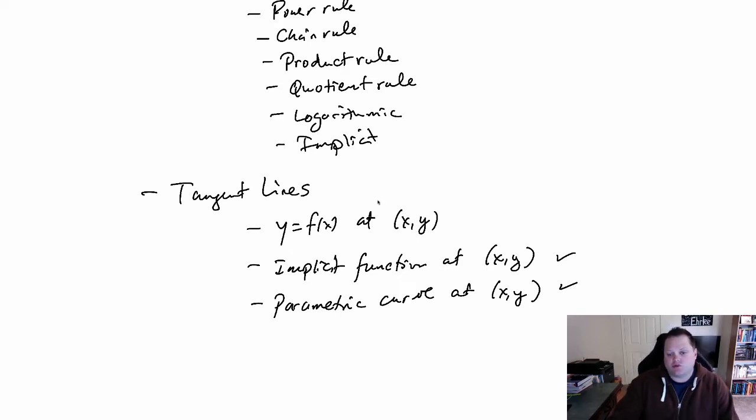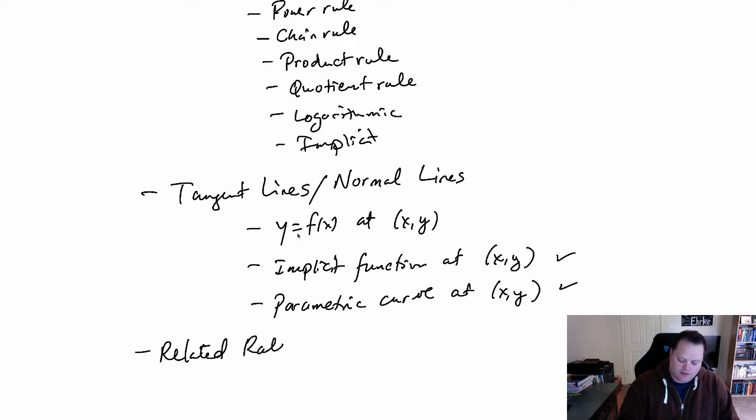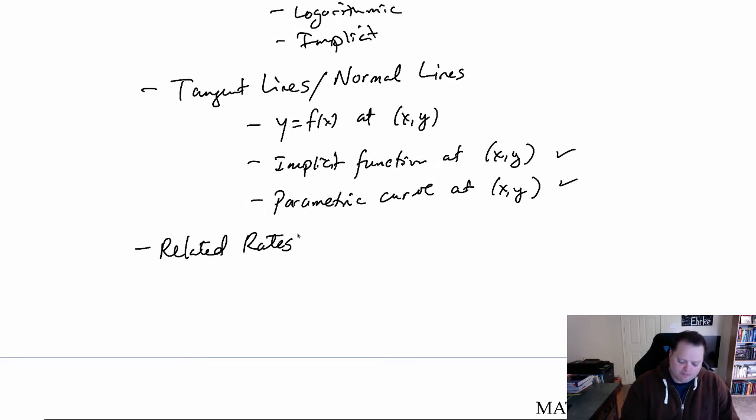The first one was more like something you did on test 1, but we've calculated tangent lines and normal lines to each of these curves in class. We've done examples of those. Then you have your related rates problems. Definitely going to have one of those on the exam.